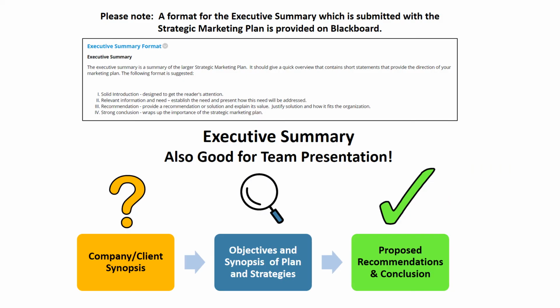After your strategic marketing plan is completed and written, you will need to prepare an executive summary of it. This is placed at the beginning of the plan. It should not be over, at the max, 3 pages, maybe better 2 pages. And basically you just give a brief synopsis of the client's company, a synopsis of your plan and strategies, and the proposed solutions or recommendations, but in brief form.